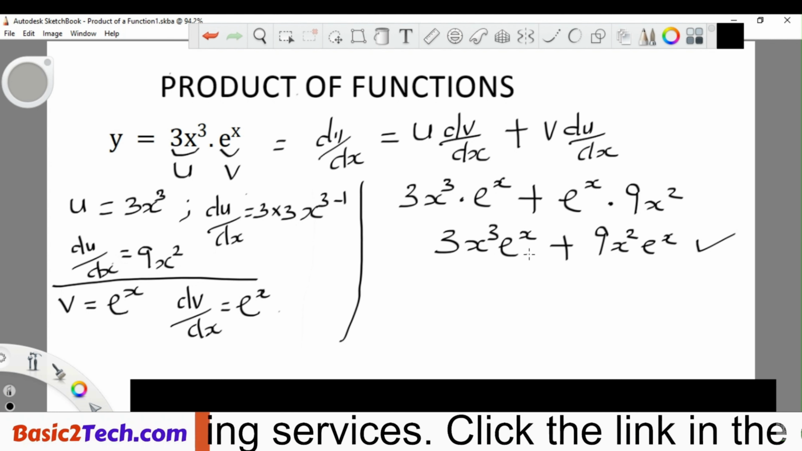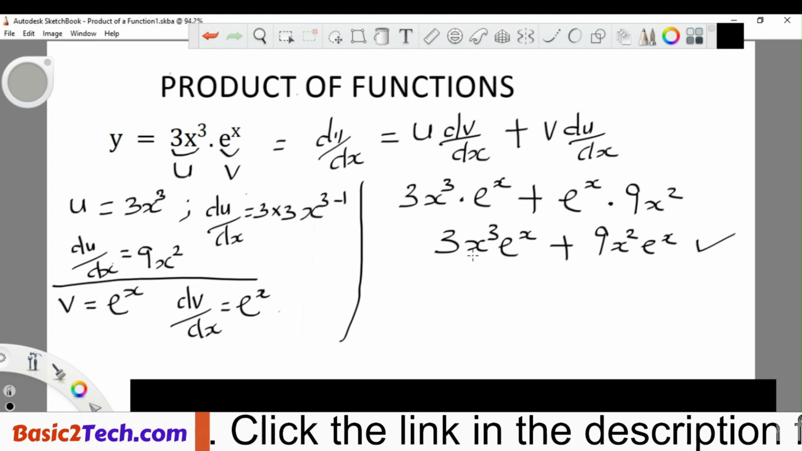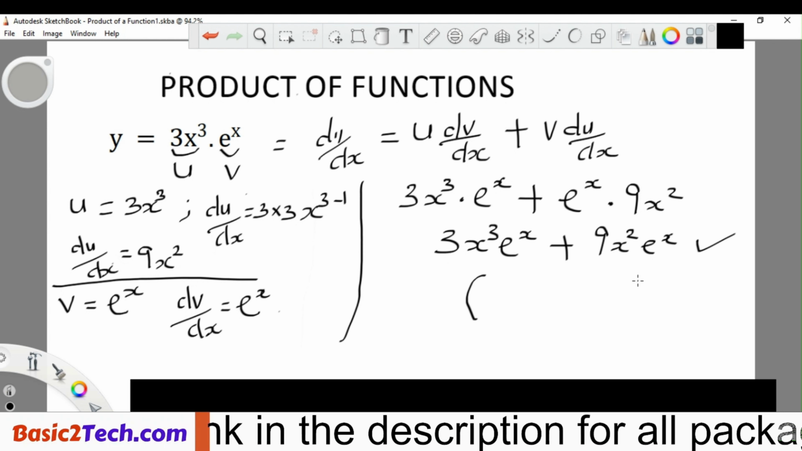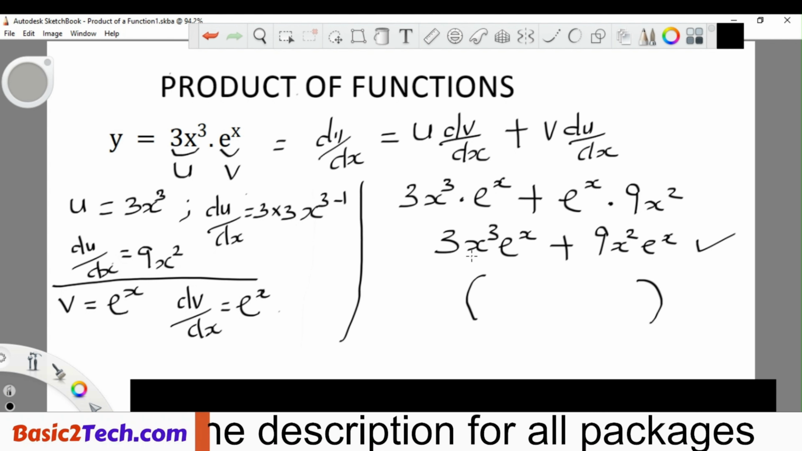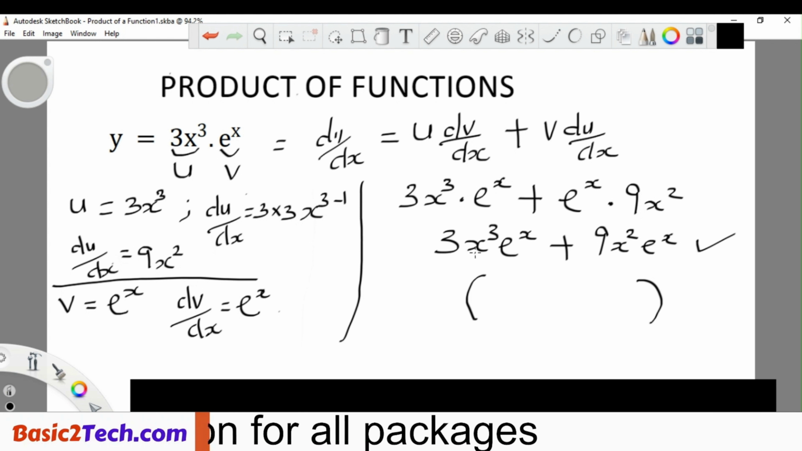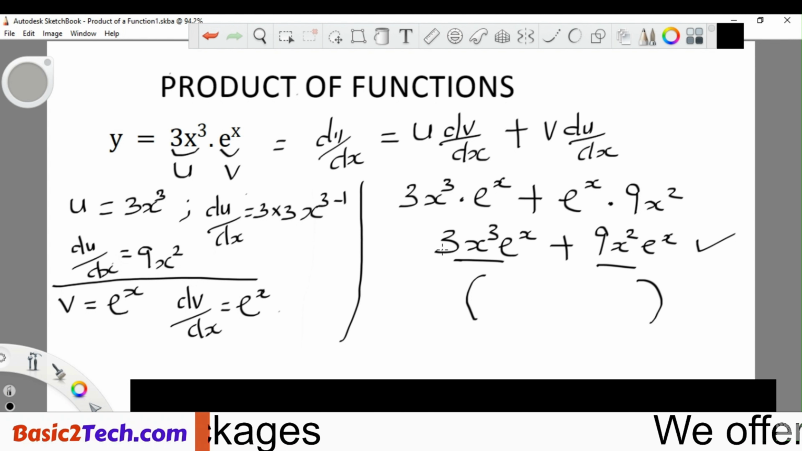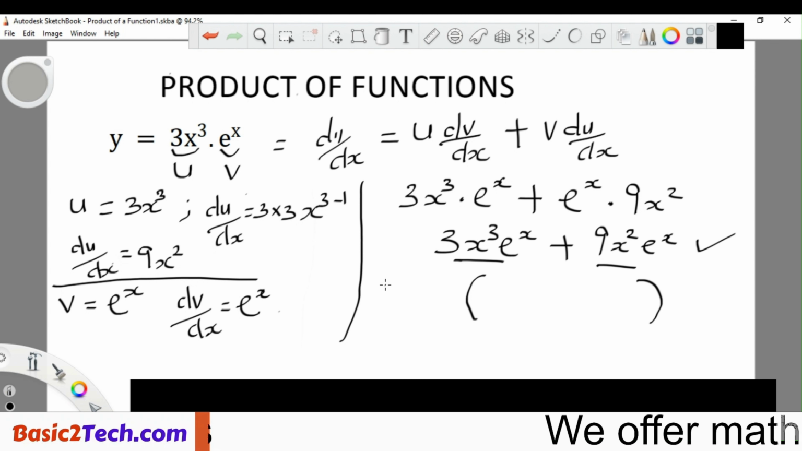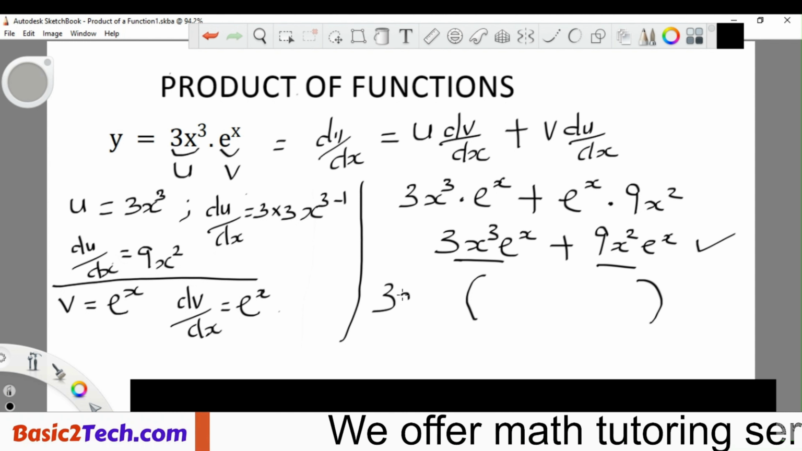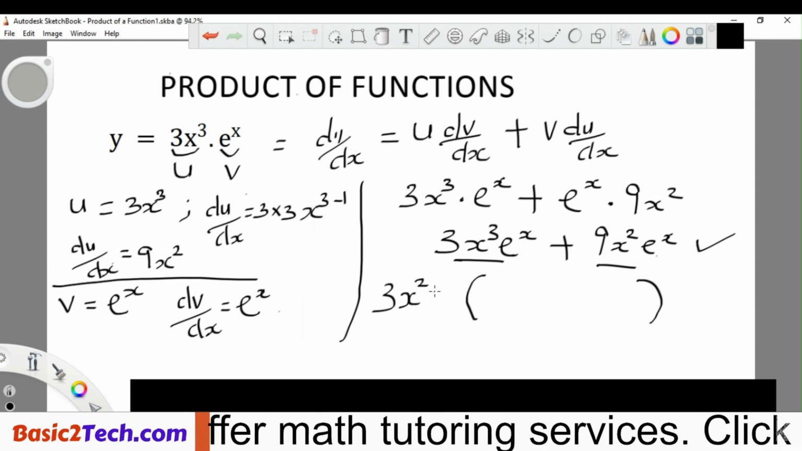But we can simplify this equation by factorizing. And we have something in common. First thing we do is to open the bracket and we look at the common number between both this and this. So we have 3, we have 9. So 3 can divide 3, 3 can divide 9. So I'll bring out 3. Here I have x squared, I have x cubed, so I can bring out x squared. I have exponential x, I have exponential x, so I'll bring out exponential x.